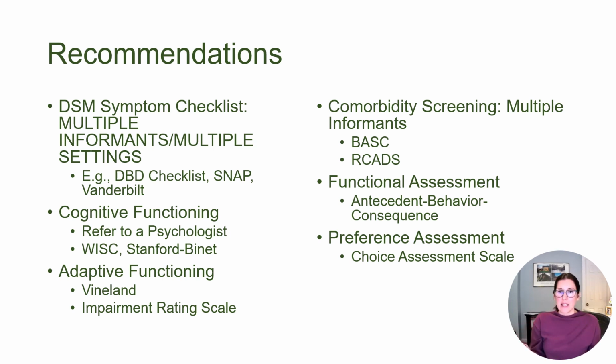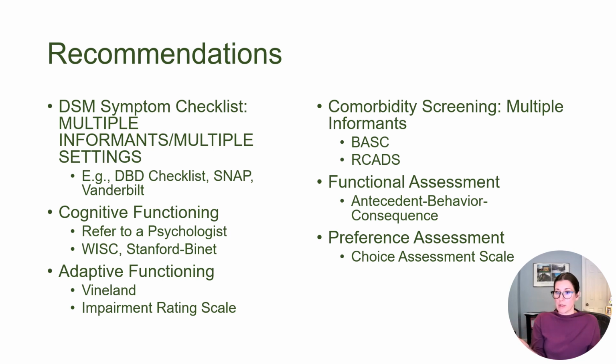A DSM symptom checklist. We would want to get this from multiple informants, and ideally, if we can, across multiple settings. So maybe asking a caregiver and a teacher. That's a really common tactic. There are a lot of different externalizing symptom checklists out there, like the SNAP or the DBD checklist, the Vanderbilt. No one is really better than the other. They all assess the same thing.